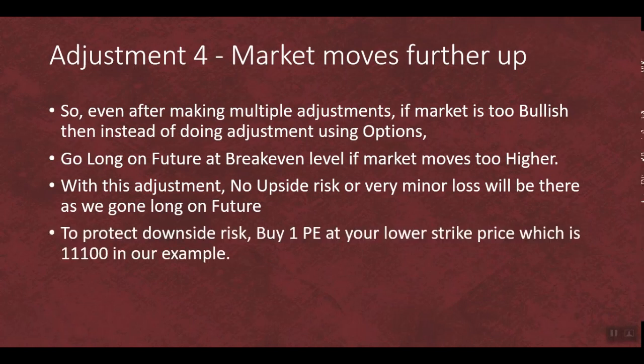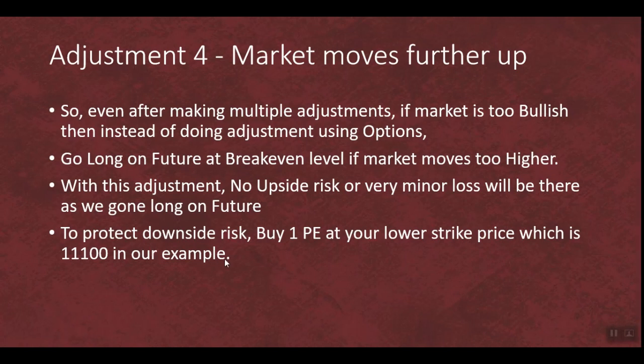Now we need to hedge that future to protect downside risk. After going long, if there is some sudden downside movement, we are going to lose money from our future, right? To mitigate that loss from the future, we need to protect the downside risk. So buy one put option at your lower strike price, which is 11,100 in our example, whatever strike price you have at the downside.